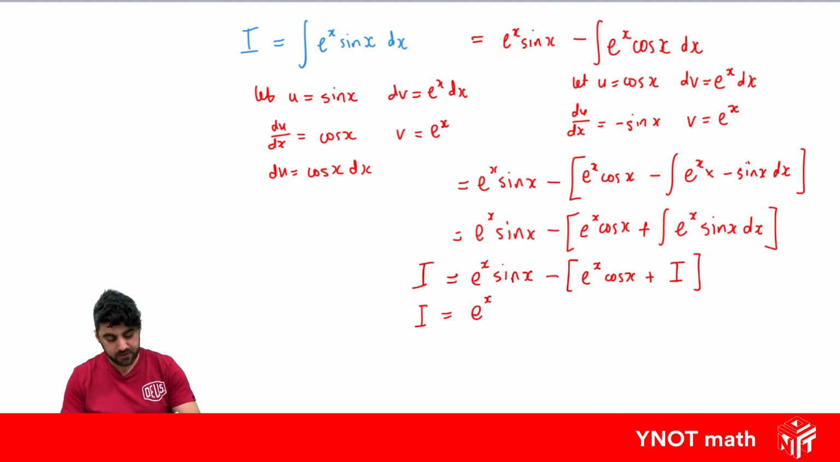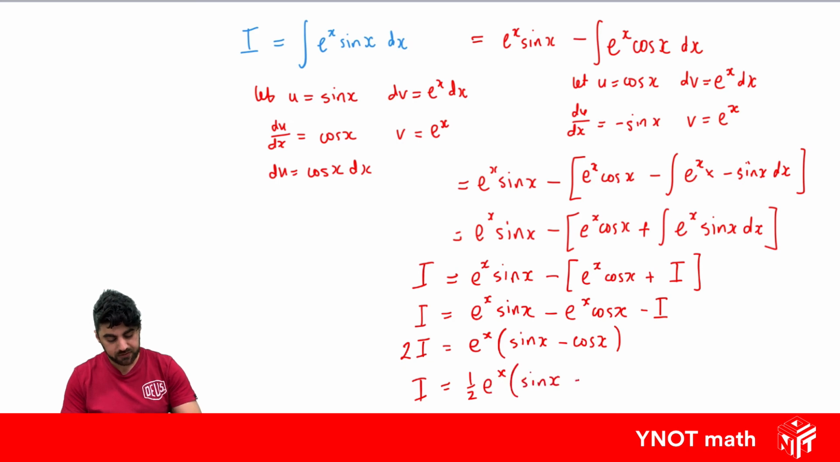We can tidy this up. So you get I equals e^x sin x, expanded out, minus e^x cos x minus I. Take the I to the other side, so we get 2I equals e^x, and you can even factorize out the e^x and get sin x minus cos x. Divide both sides by 2, so you get I equals a half e^x (sin x minus cos x) as our final answer to evaluate the integral. And can't forget to add the constant on the end.